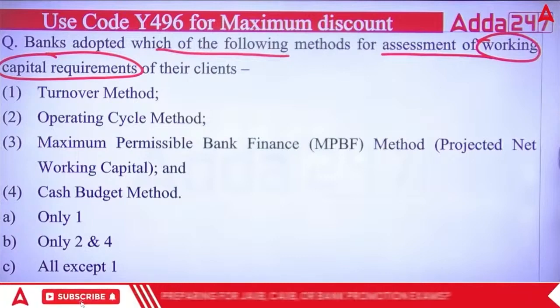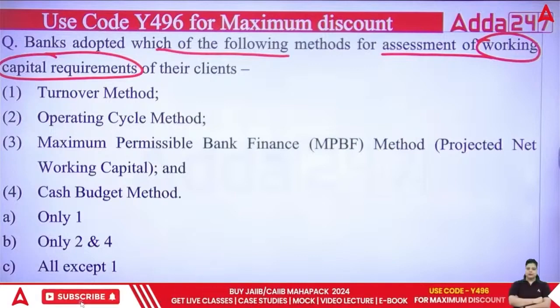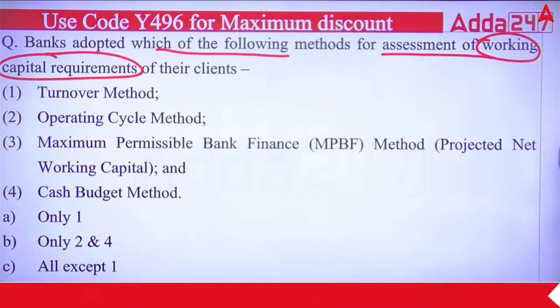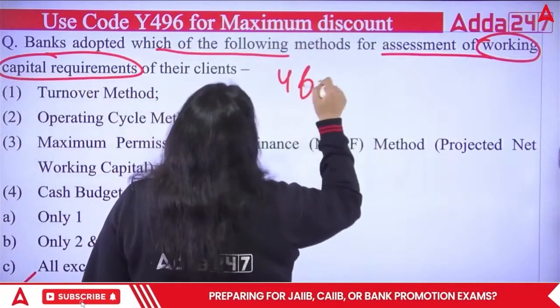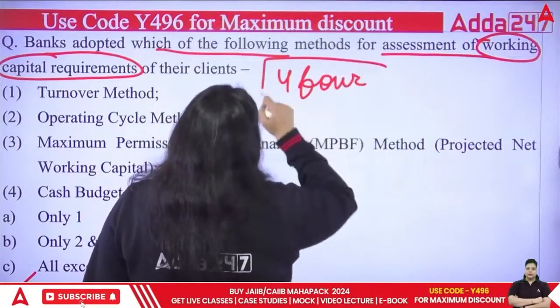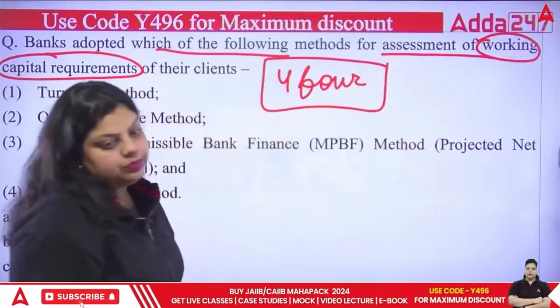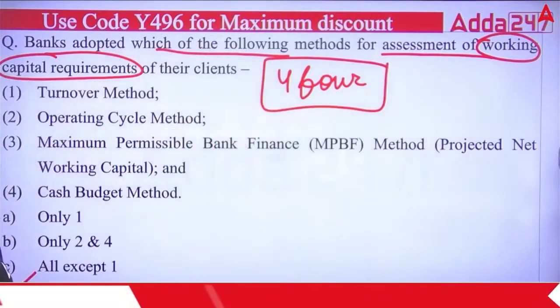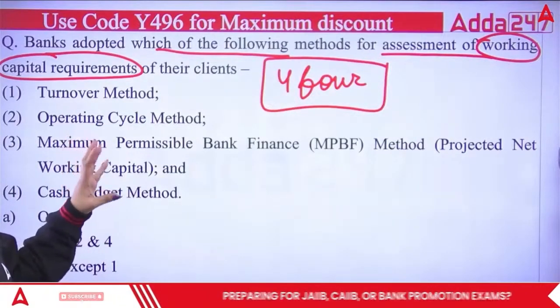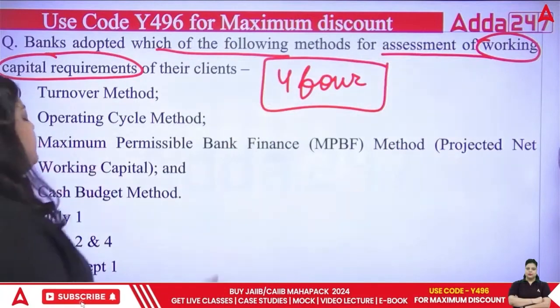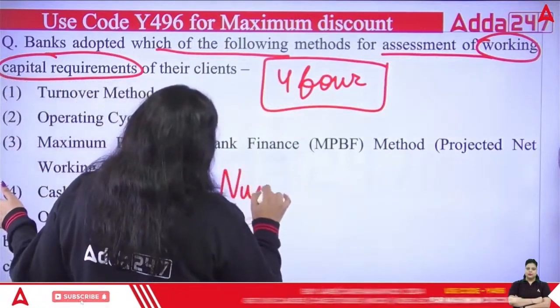A, B, C, or D, which of the following is correct here? And the right answer will be all of the above. There are four methods used by banks for the assessment of working capital. How much working capital will be required by the client can be measured by four methods, and on this you will find a numerical in the paper.